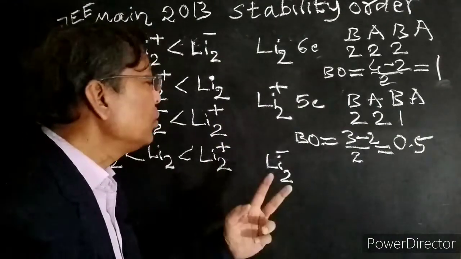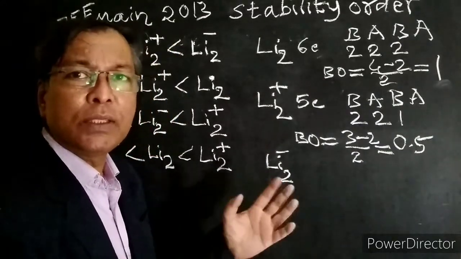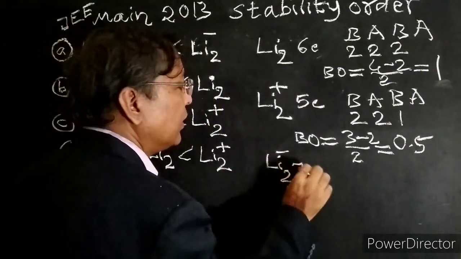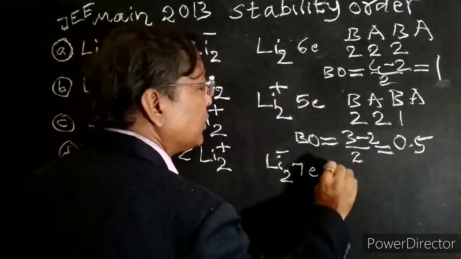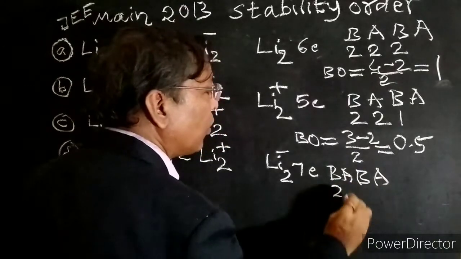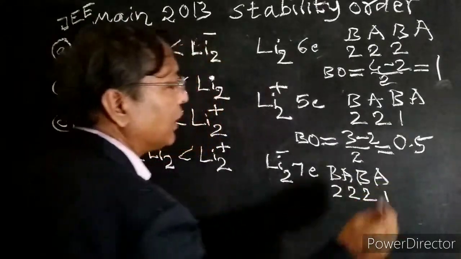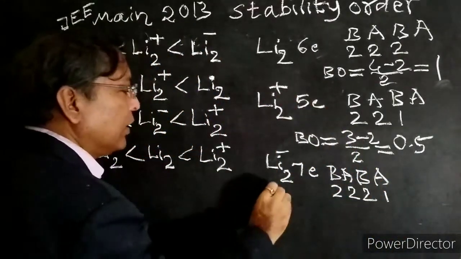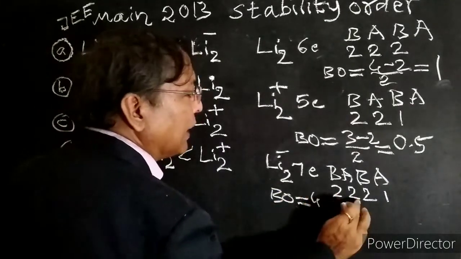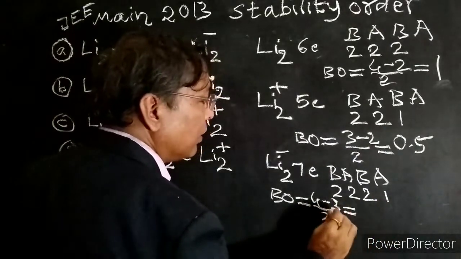This molecule has 2 lithium atoms and 1 minus charge. Therefore, 2 lithium atoms means 6 electrons and 1 minus charge means 1 electron we have to add. The total number of electrons in this molecule is 7. Now let us distribute these 7 electrons in the BA rule. 2 electrons enter into bonding, 2 into anti-bonding, and the remaining 2 enter into bonding, and the last 7th electron enters into anti-bonding. Therefore, bond order equals the number of bonding electrons 2 plus 2, 4, minus anti-bonding electrons 3, divided by 2, that is equal to 0.5.